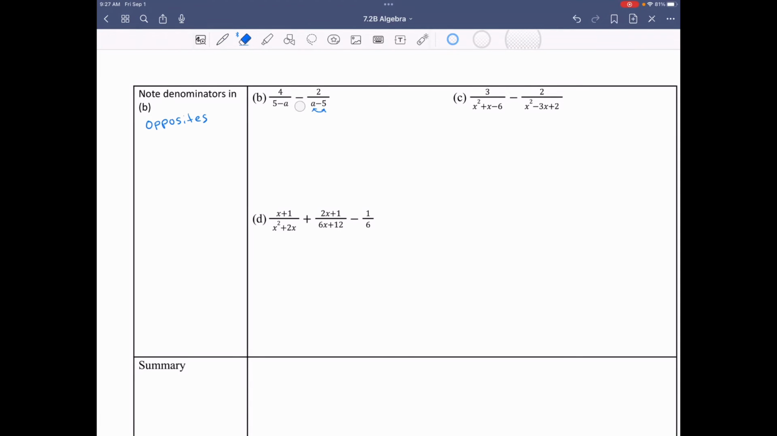All right, let me explain that. If we factor out a negative 1 here, then it becomes 5 minus a. But a negative times a negative is a positive, so that's why I'm changing it, and I said that you can just change it to adding, right? A minus times a minus is a positive. So we end up having a double negative. Now the denominators are the same, and that's really simple. We just get 6 over 5 minus a.